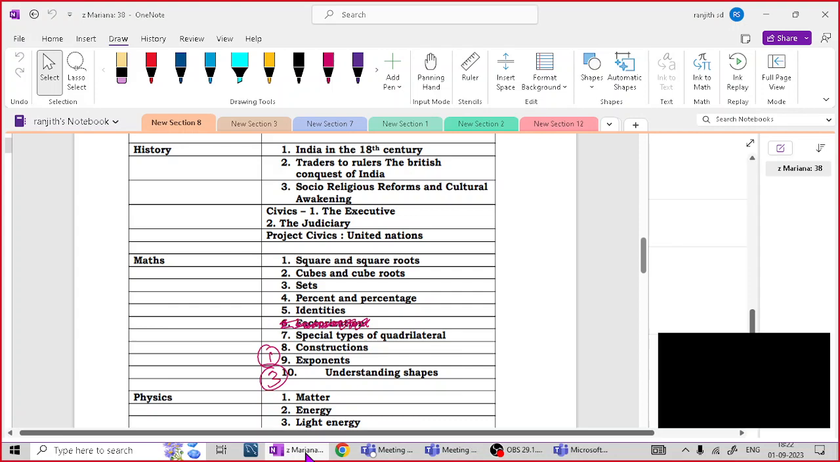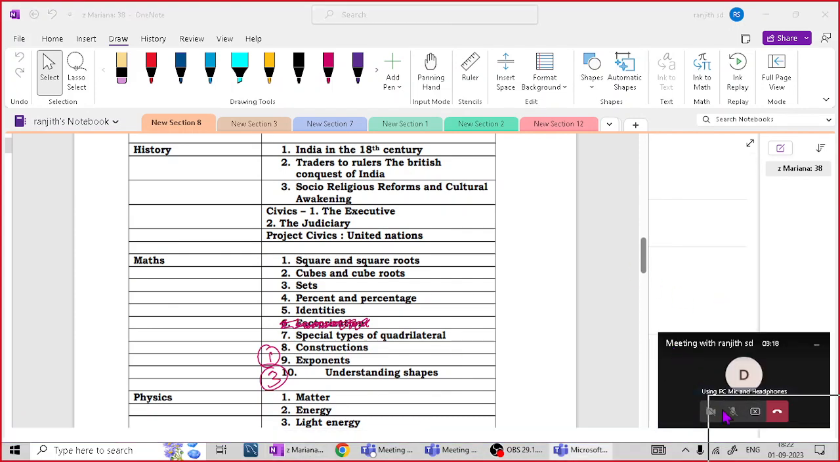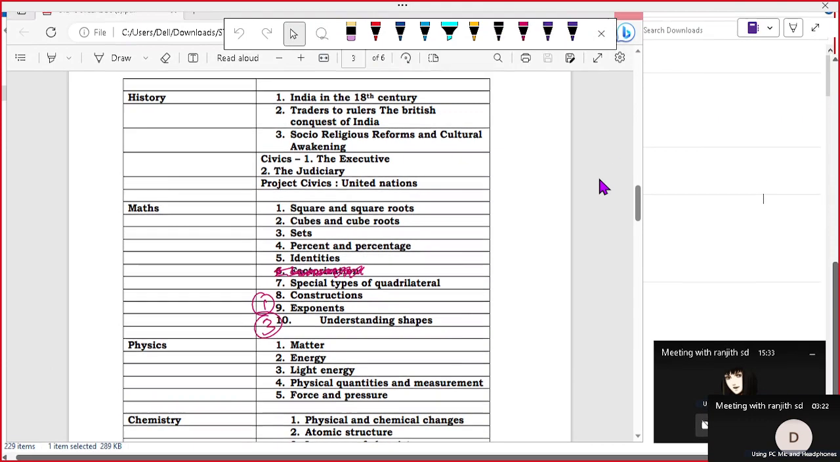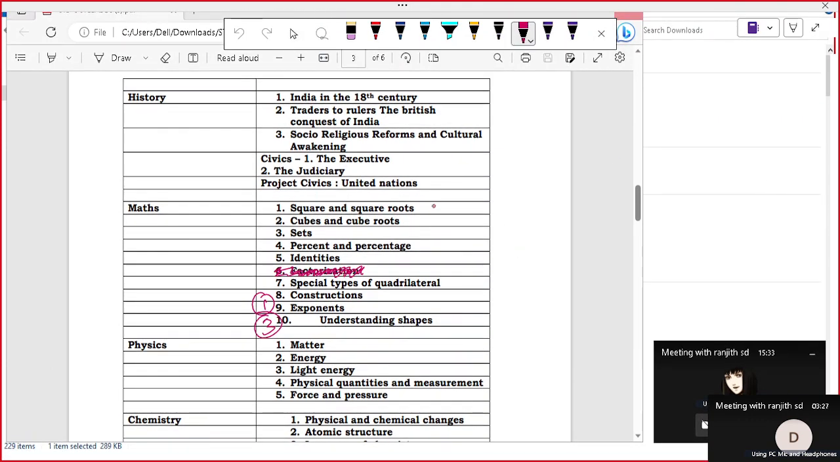Can you all see the screen, all of you? Yes, sir. Okay, now next, rational numbers, square roots. Are you all thorough with squares and square roots, except for what problems? All of you? Yes, sir.